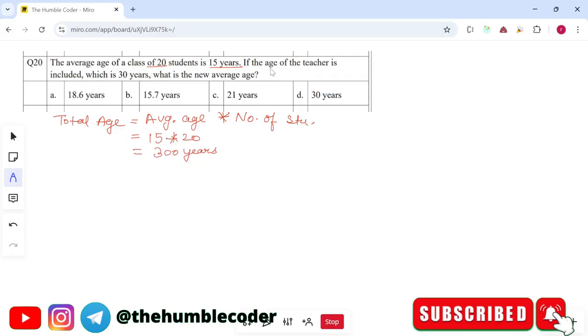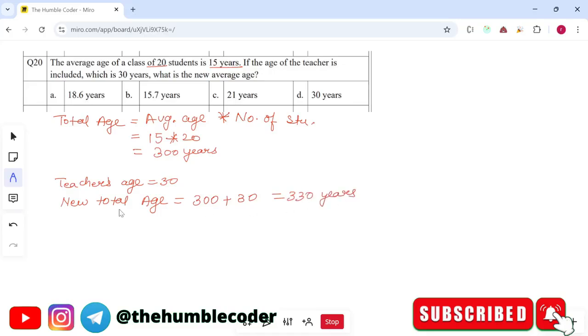One more thing that is given to us is that the age of the teacher is included, which is 30 years. So the teacher's age is 30, okay. So the new total age that we will have is what? Our previous total age was 300 years, and in that we will add the age of the teacher, which will be 30. So our new total age is 330.